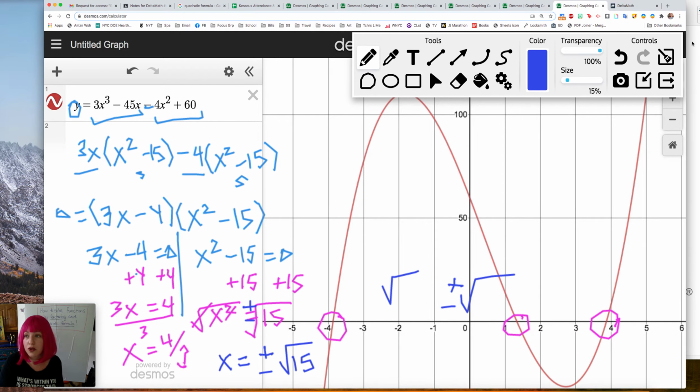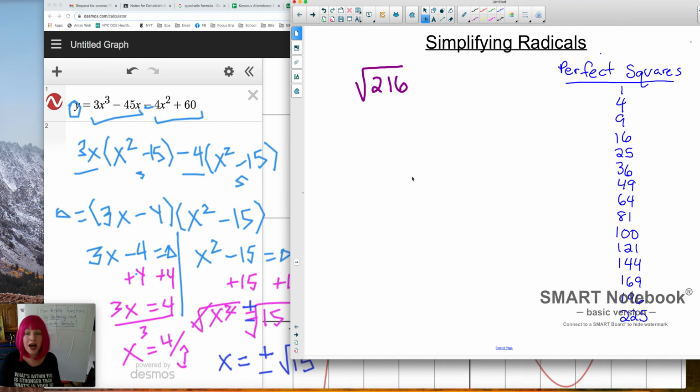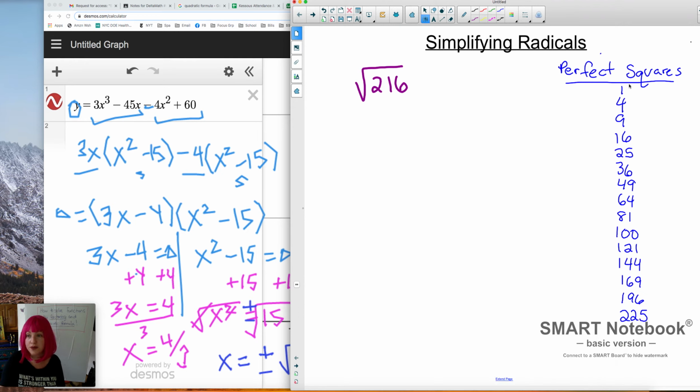So now we're going to go over how we actually simplify radicals like that. If we have a square root of 15 and I want to simplify it, how do I do that? You may remember this or this may be new. First thing, in your notebook, write down a perfect square list, and make it nice and big, highlight it so that it stands out in your notes. You're going to refer to this a lot.